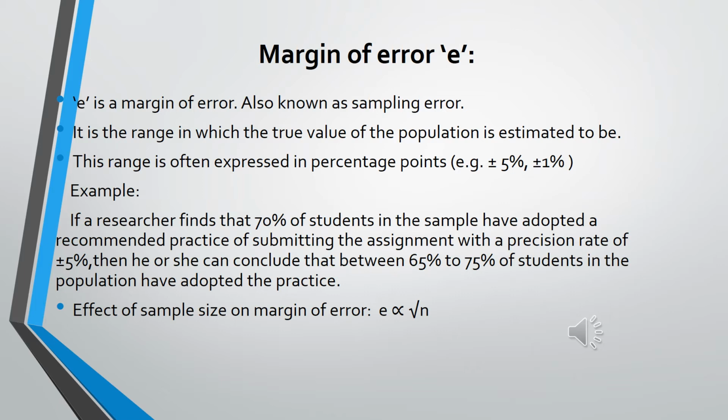Now, what will be the effect of sample size on the margin of error? As you can see from this equation, the margin of error is inversely proportional to the square root of the sample size. So if the margin of error is halved, then the sample size will be multiplied by 4. And if the margin of error is cut to a third, then the sample size will be multiplied by 9.